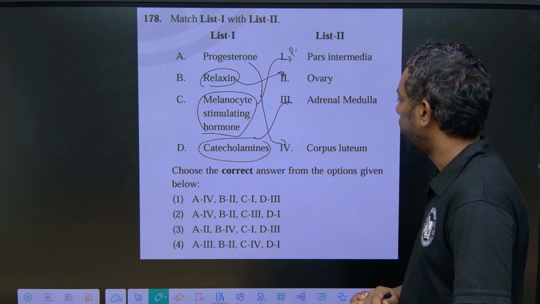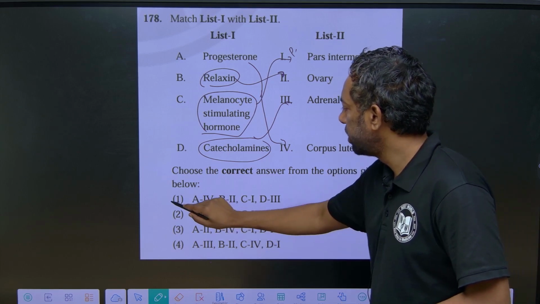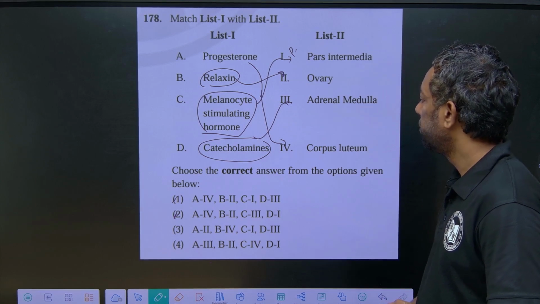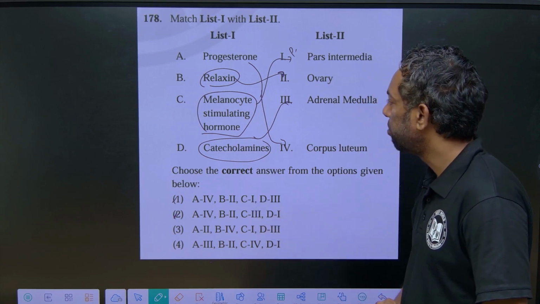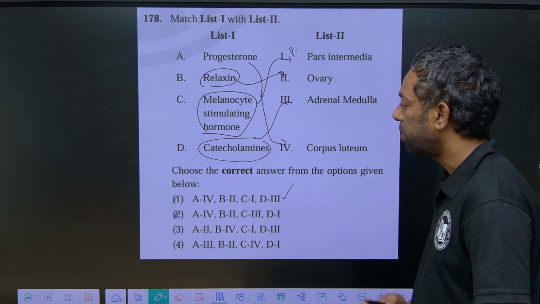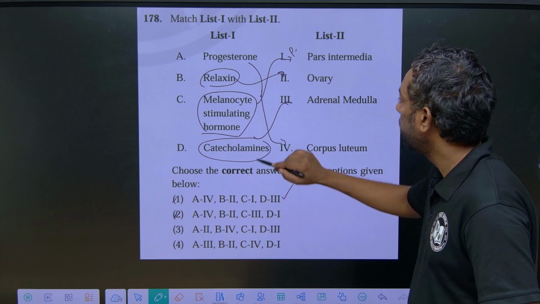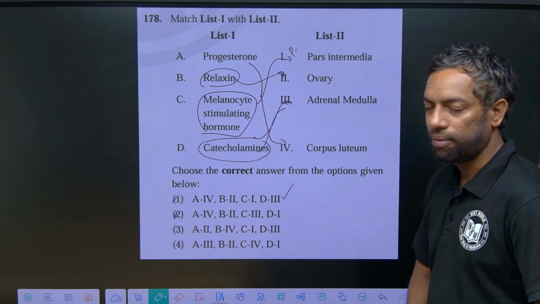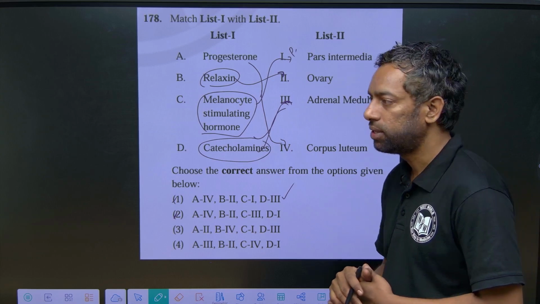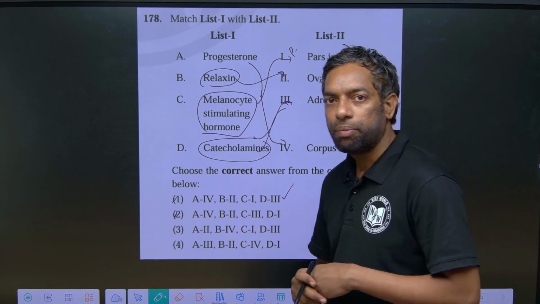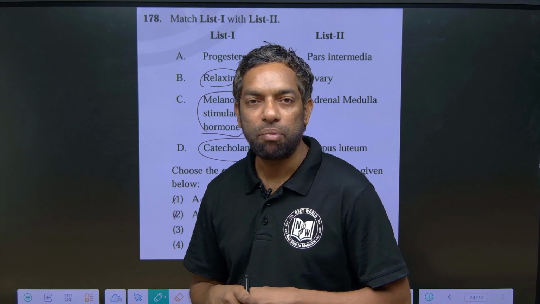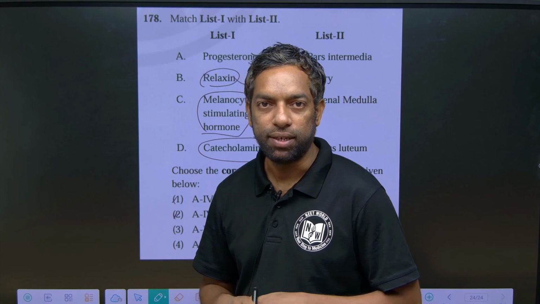You have to find it. A is 4, this is the answer, maybe 1 or 2. B is 2, obviously. C is 1, the answer is 1. No need to go to catecholamine, which is adrenal medulla. This is the smart way in match the following questions. I hope you people understand this. This is a 2025 NEET question, the moderate paper from zoology. Thank you.